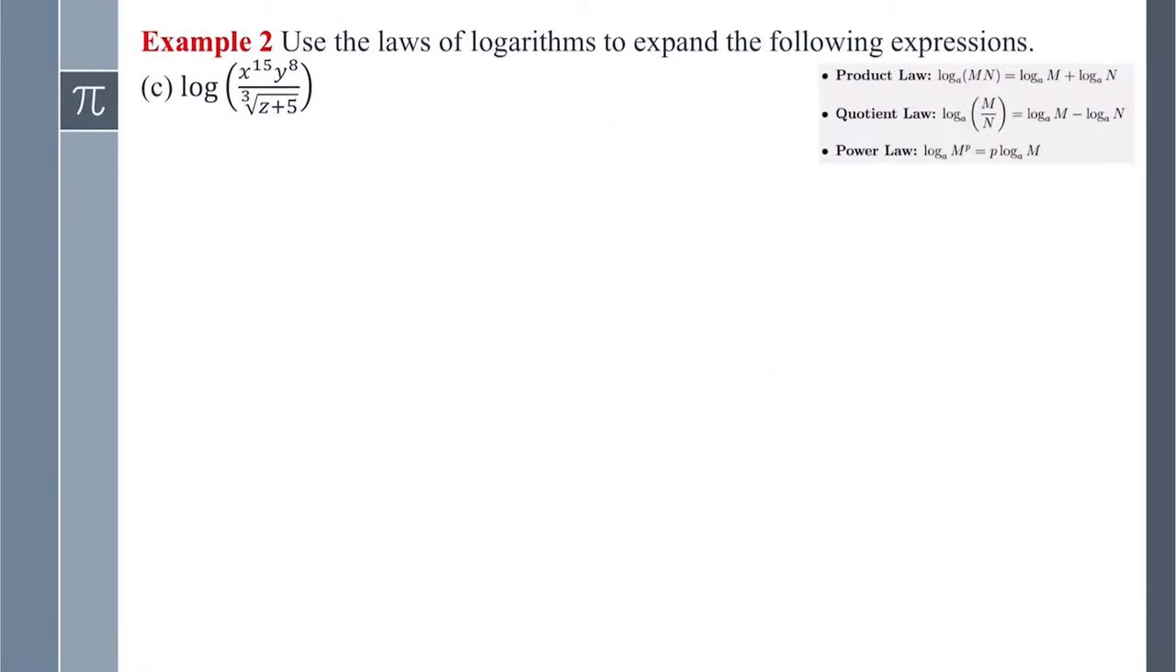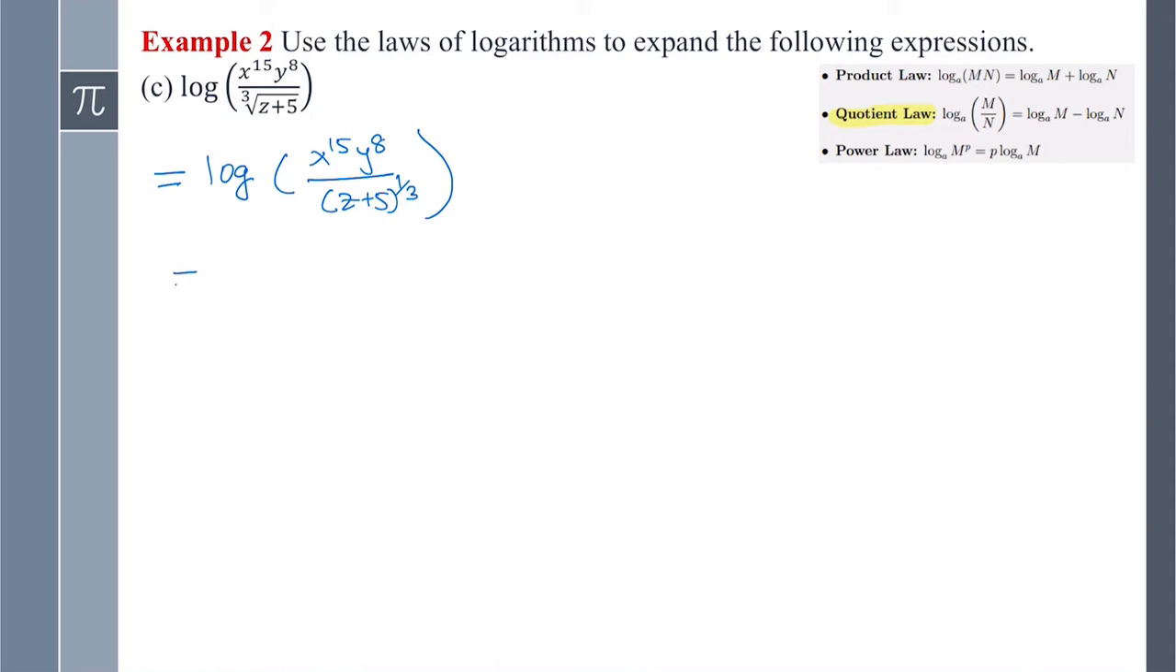So now here, again, first we'll change that radical in the denominator into an exponent. So this can be written as log. We don't have a base here, which means this is the common log, or base 10. We don't write the base for common log. So log of 15 x to the 15th y to the 8th divided by, this can be written as z plus 5 to the 1/3. So we'll change that to an exponent. And then first we are going to use the quotient law, because we have the top expression divided by the bottom one.